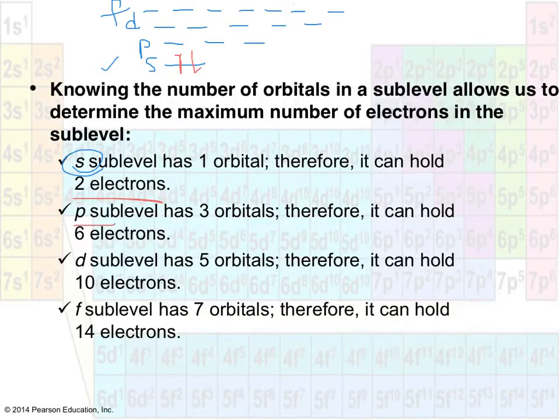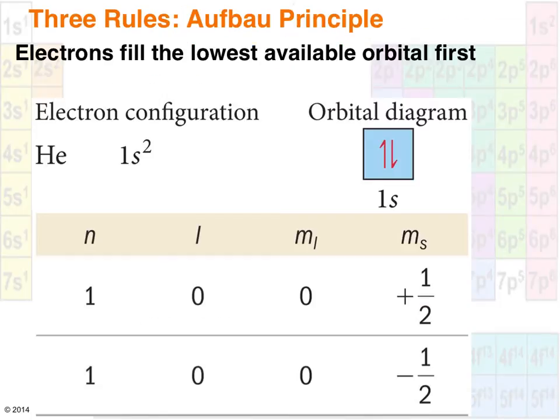Since a P sublevel has 3 orbitals, and each orbital can hold 2 electrons, the P sublevel can hold 6 electrons. So let me write this down. S sublevel 2 electrons, P sublevel 6. With the same logic, a D sublevel can hold 10 electrons, and an F sublevel can hold 14 electrons. Alrighty. Onward to the next rule.